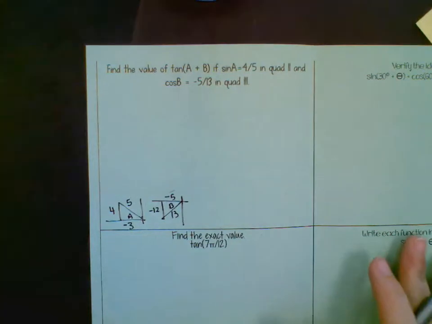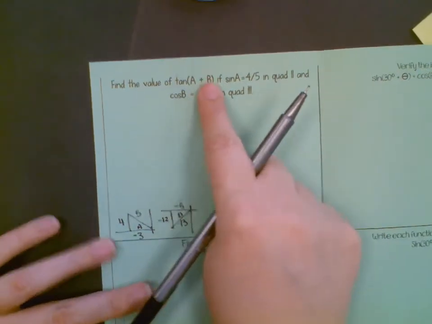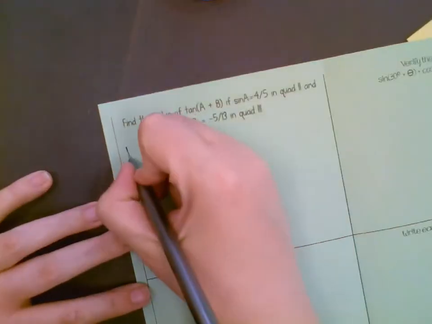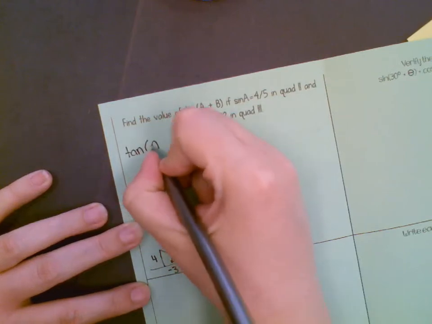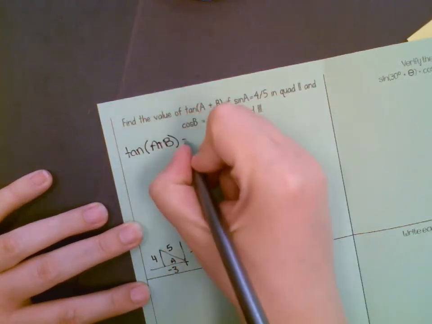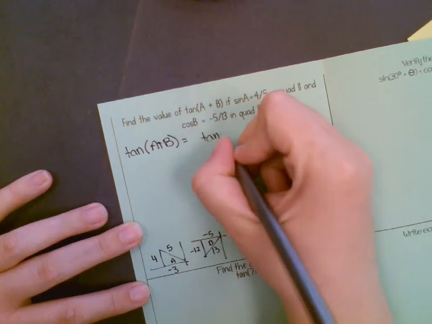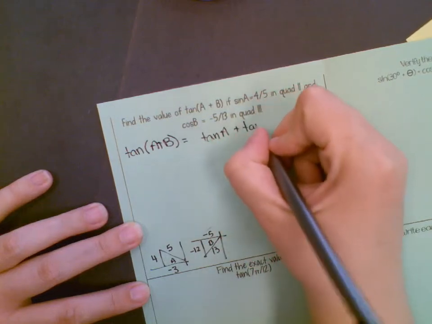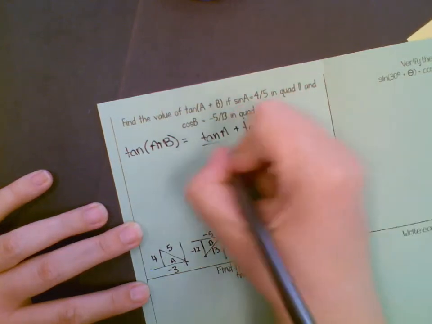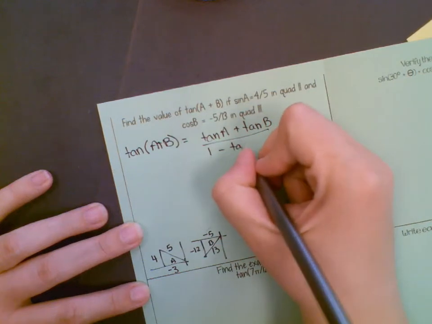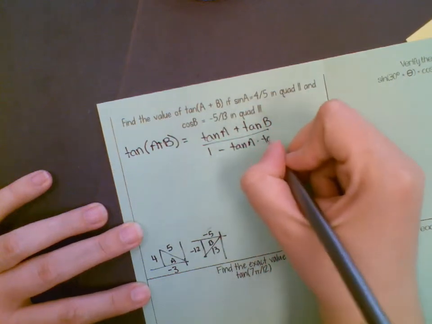Okay, so let's take a look at our formula. The tangent of A plus B is equal to the tangent of A plus the tangent of B over 1 minus tangent of A times the tangent of B.